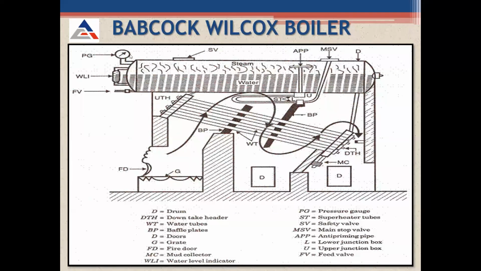And what is the working process for this type of boiler? First of all, the fuel is placed upon this grate and the ash is collected lower down in the ash pit. Here it is the fire door. Then it starts burning in this furnace area, and the hot gases start flowing in this direction. See here the direction of arrows.